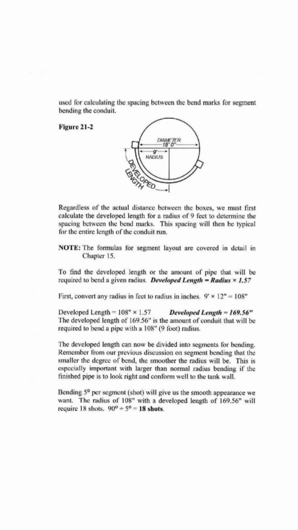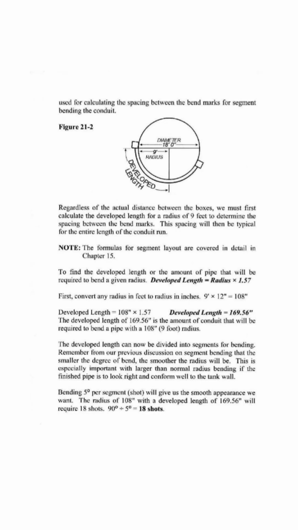To find the developed length, or the amount of pipe that will be required to bend a given radius: developed length equals radius times 1.57. First, convert any radius in feet to radius in inches. 9 feet times 12 inches equals 108. Developed length equals 108 times 1.57. Developed length equals 169.56. The developed length of 169.56 is the amount of conduit that will be required to bend a pipe with a 108 inch, 9-foot radius.